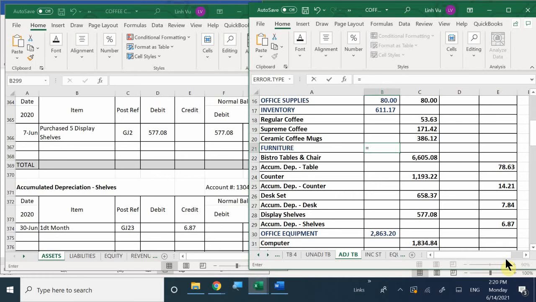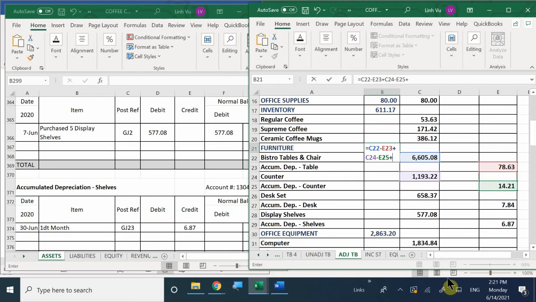So if we know that our tables right now are $6,605.08, we're going to subtract out my contra account of $78.63. Then, because I'm adding all of my furniture together, I'm going to add in my counter, which right now is at $1,193.22, and I'm going to subtract out my depreciation of $14.21.